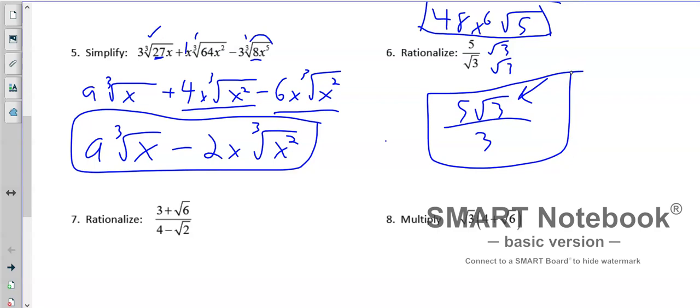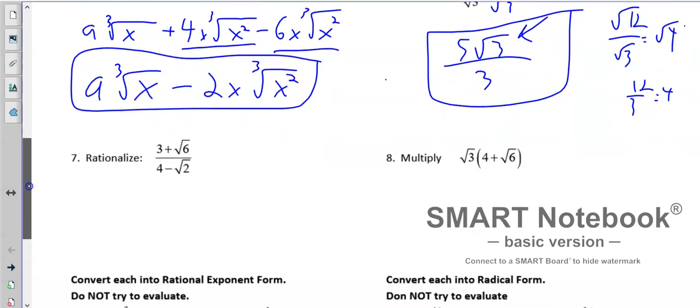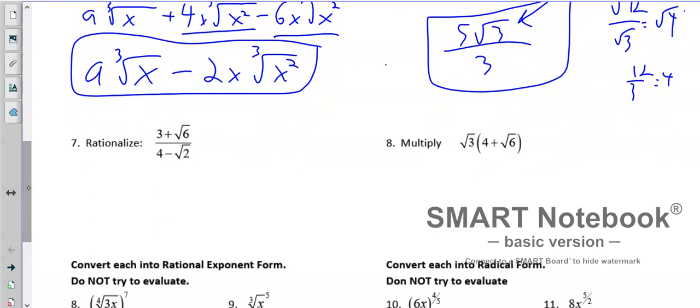Okay? You can cancel radicals over radicals. So, for example, radical 12 over radical 3 is simply radical 4, just like 12 over 3 is simply 4. Okay? But you cannot cancel a 3 into a radical 3. A lot of people will do that. Can't do it.